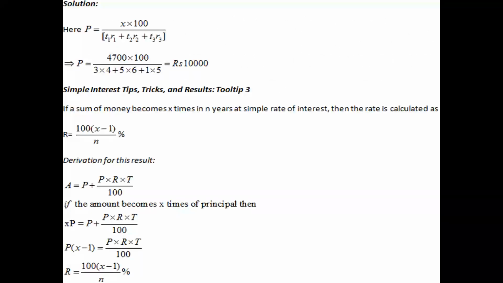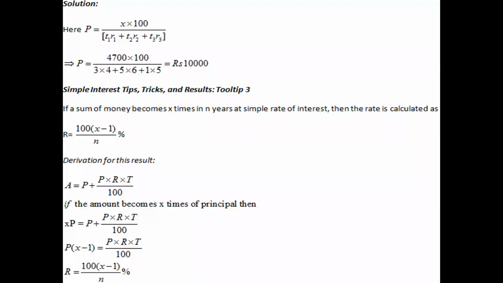So let's check. We have already derived that if there are three structures of rate of interest, then we can write the formula: P equal to X into 100 by T1 into R1 plus T2 into R2 plus T3 into R3. So that is P equal to what? X stands for the total amount of interest.